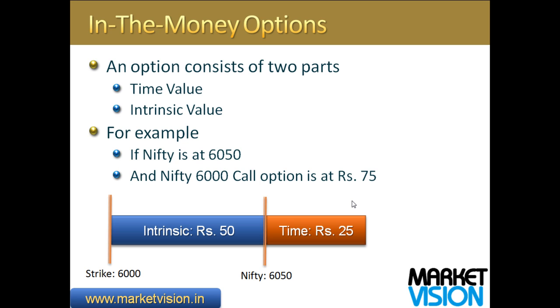For example, if the Nifty is at 6,050, the 6,000 call option may be trading at 75 rupees. The difference between Nifty and the strike, that's 50 rupees, is the intrinsic value, and anything above that, the 25 rupees above that, is the time value. In the same vein, if you have a 6,100 call option, it has no intrinsic value because Nifty is below the strike price of the option. There's only time value in that option. But in-the-money options are simply options which have a strike below the underlying stock price or index price.